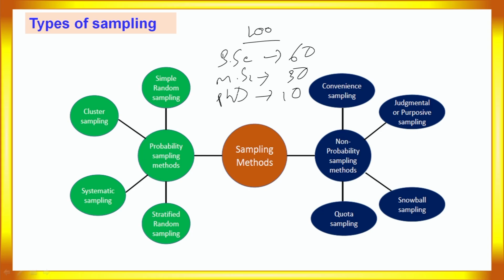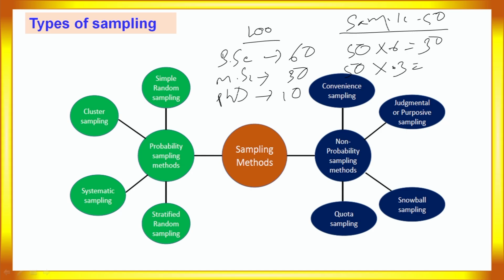This is the first step of stratification. Now, if you are doing proportionate stratified sampling and you are supposed to select a sample of 50 students from this group of 100 students, what will be your sample size? They will be according to their representation in the whole population. If you are selecting 50 students, how many should be selected from the BSc students? It should be 0.6, that means 30. From MSc, its representation is 0.3 in the 100 population size.